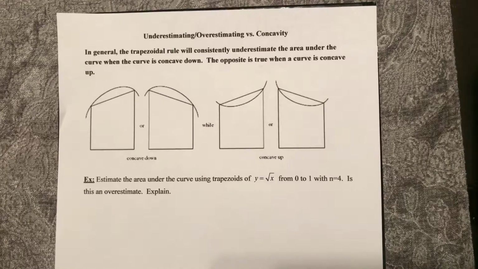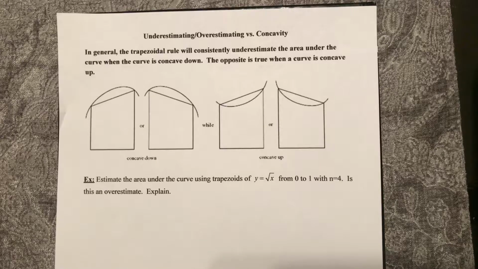So another shape that we can use besides rectangles to estimate the area under the curve is a trapezoid. So in general, when using trapezoids, we consistently underestimate the area when it's concave down, and the opposite is true when the curve is concave up.